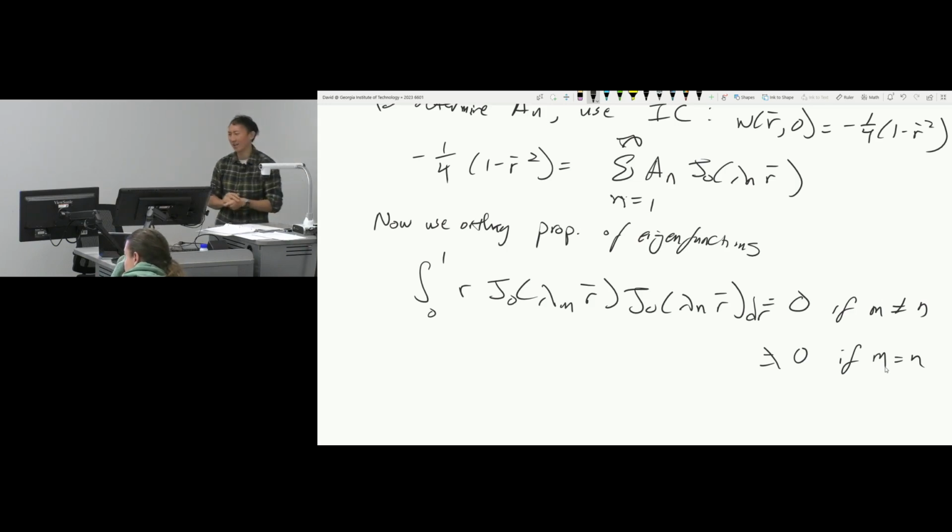You've probably done this orthogonality thing before with sines and cosines, but maybe not with this. It's kind of the same idea.